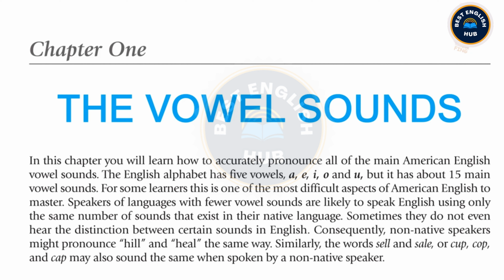Speakers of languages which have fewer vowel sounds are likely to speak English using only the same number of sounds that exist in their native language. Sometimes they do not even hear the distinction between certain sounds in English. Consequently, non-native speakers might pronounce hill and heel the same. Similarly, the words sell and sail, cup, cop, and cap may also sound the same when spoken by a non-native speaker.